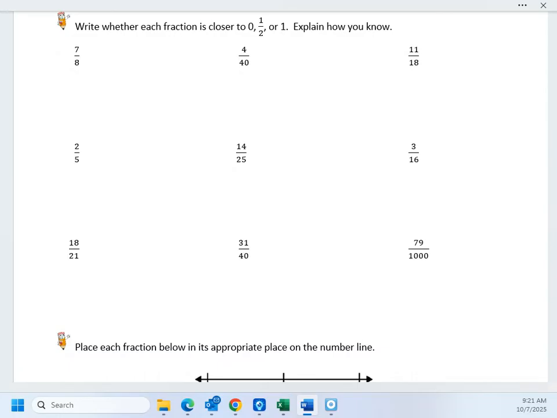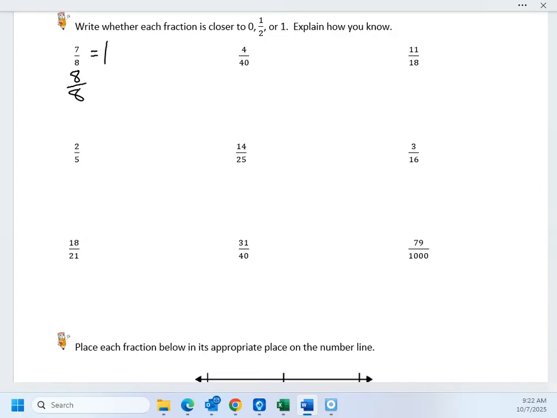Thank you. Alex? 1. Why would it be closest to 1? Because 1 whole is 8 out of 8. So I'm going to put that on there. 8 out of 8. So it's closest to 1.